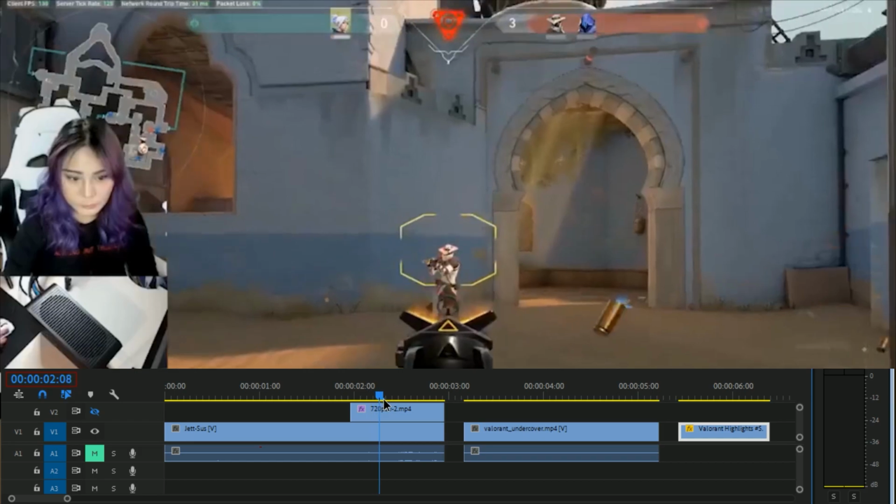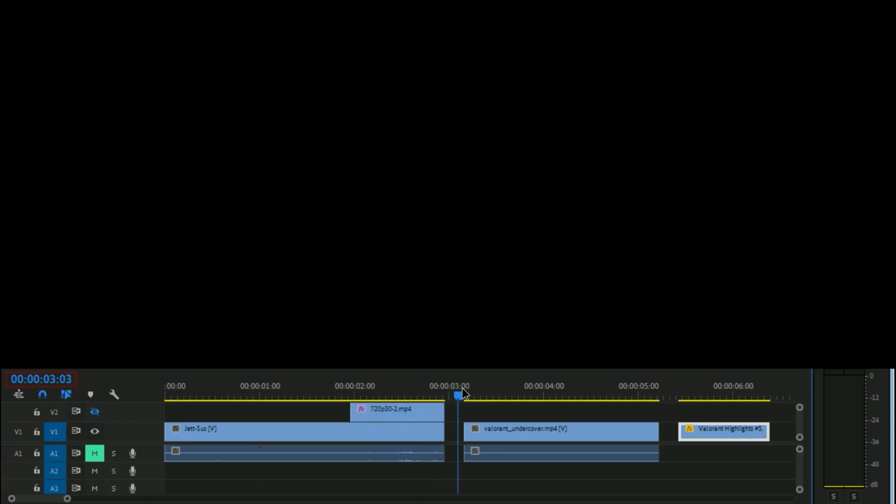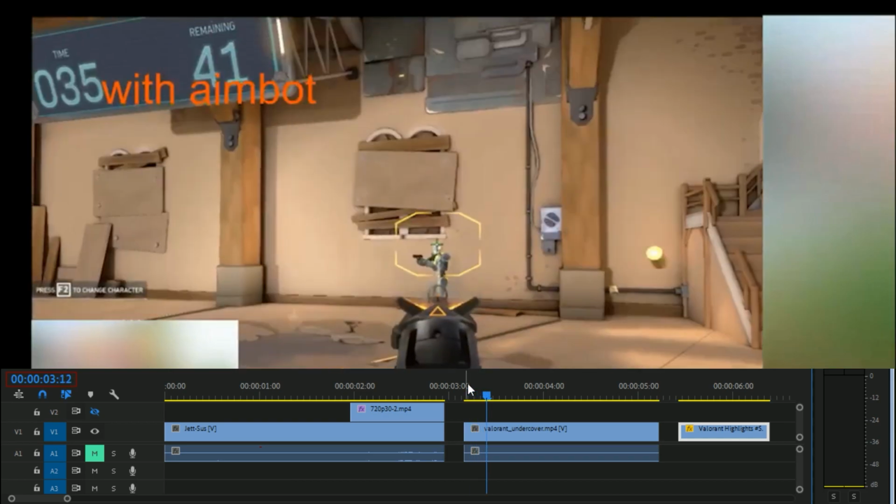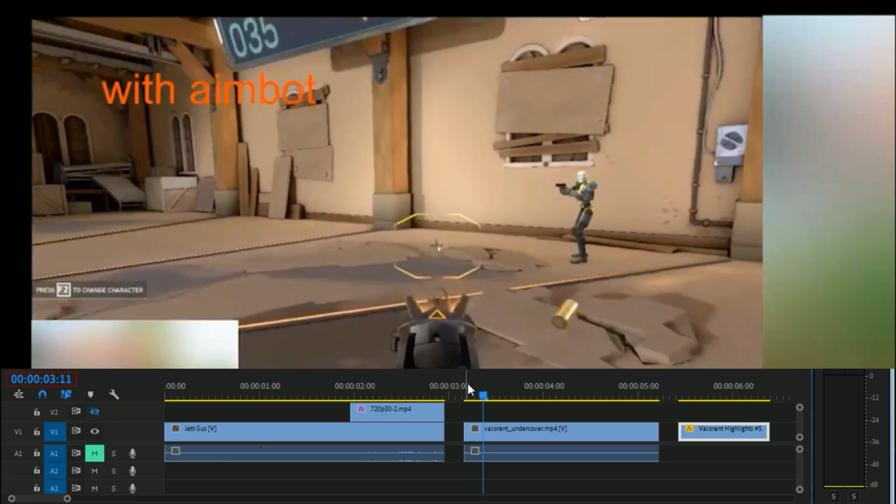Let's check out an actual aimbot clip posted by Valorant Undercover. When breaking it down frame by frame, you can clearly see that it is not similar at all to Mika's clip, as the crosshair accurately locks onto the head.